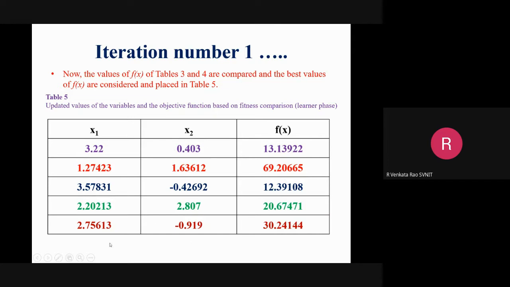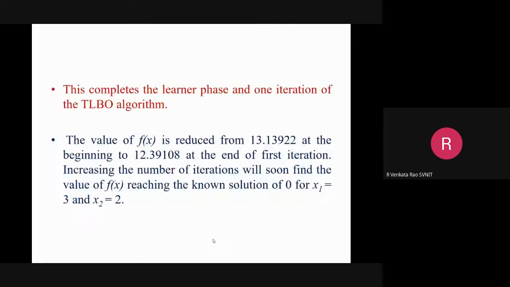Then the difference mean x1 can be found out, and the difference mean x2 can be found out. Then the difference mean x1 is added to the x1 column, and the difference mean x2 is added to the x2 column. Then the next table, table 6, contains the new values of x1 and x2 and the corresponding new values of f(x). Then making the comparison, this procedure goes on.